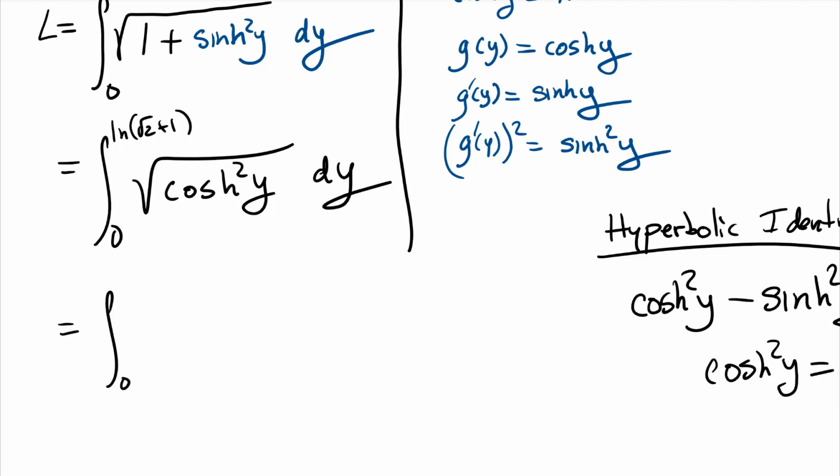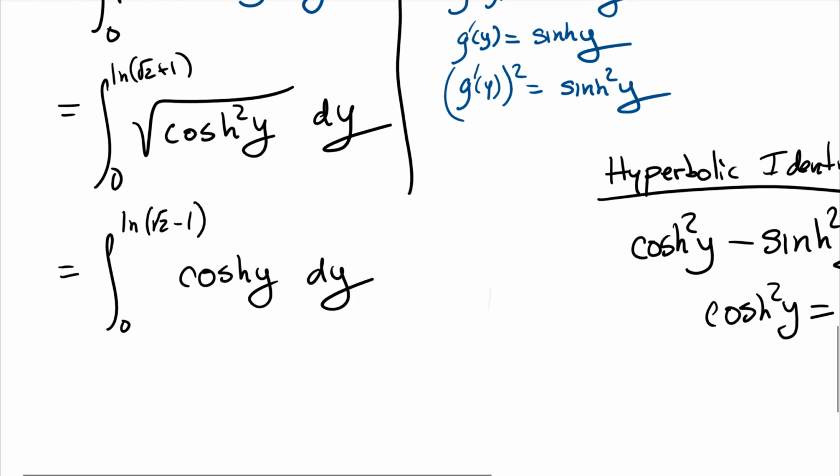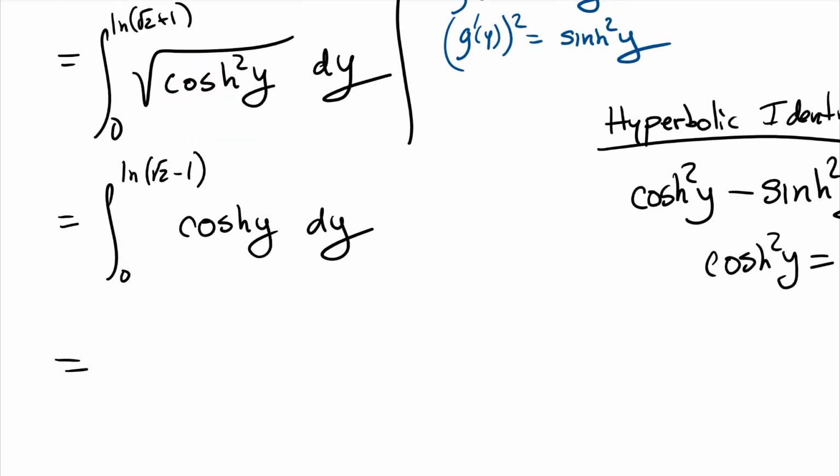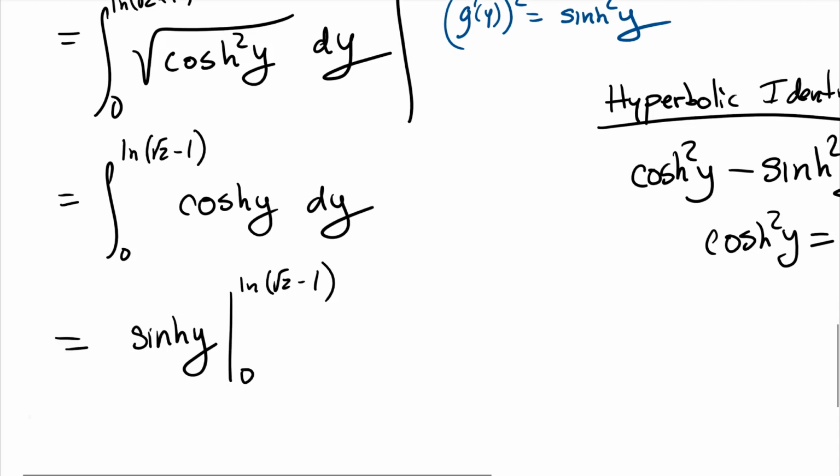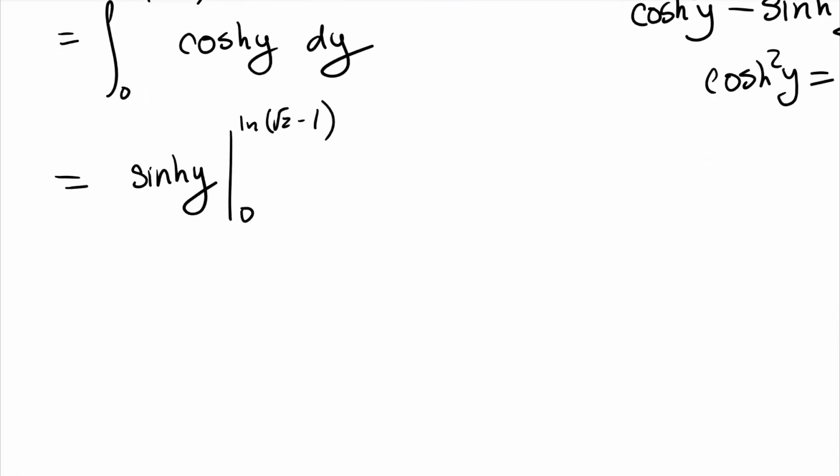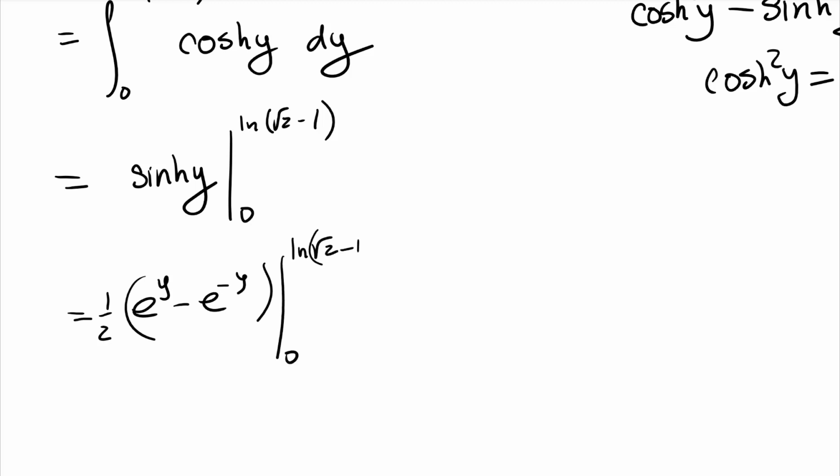So we're going to get the integral from 0 up to the natural log of the square root of 2 minus 1 of just cosh of y dy. And the antiderivative is the same thing as the derivative. Neat. So what's the answer? Could you do this? Well, sinh of y is e to the y minus e to the negative y, all times a half. If we evaluate from 0 up to the natural log of root 2 minus 1, let's see what we get.